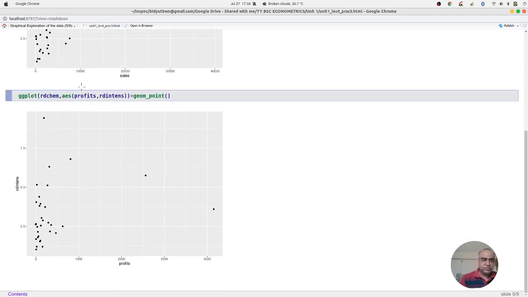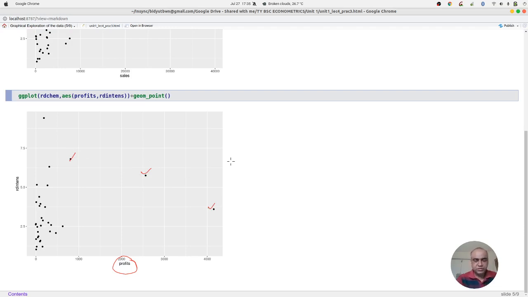Now in the second diagram we have used the same scatter plot, but instead of sales we have taken profit, just to look into the relationship of the R&D intensity of the firms with their sales and profit. Here also we get more or less the same picture. The R&D intensity of the firm increases, but not too heavily, with the profits. Only for some points, this point and this point, the R&D intensity decreases as the profit increases.